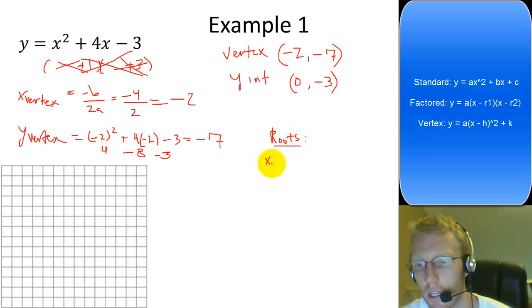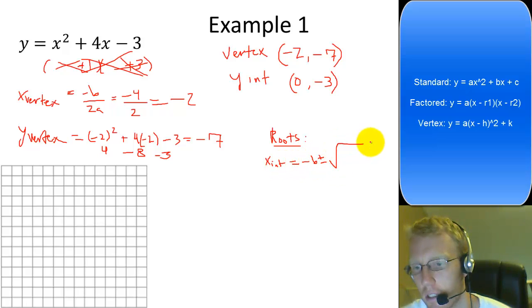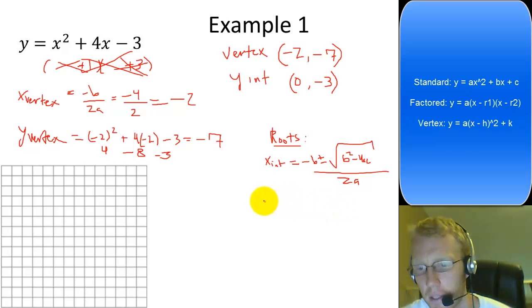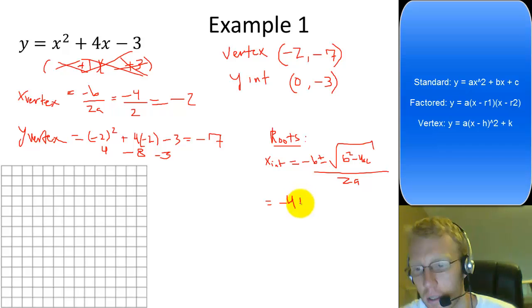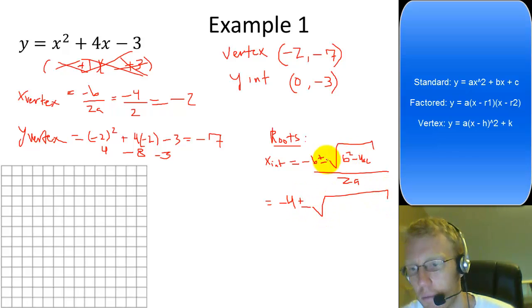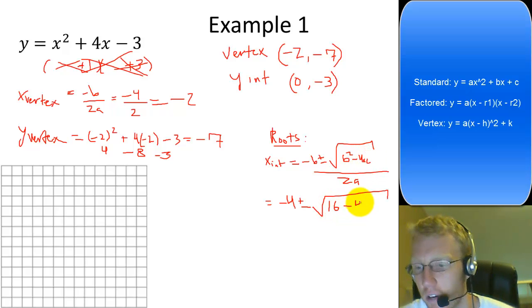we're going to use that the x-intercepts are negative b plus or minus the square root of b squared minus 4ac, again, that's the quadratic formula, all over 2a. So let's plug in our numbers. Negative b is negative 4 plus or minus the square root. b squared is 4 squared, which is 16, minus 4 times a times c. I'll write it out. 4 times 1 times negative 3, all divided by 2a, which is 2.